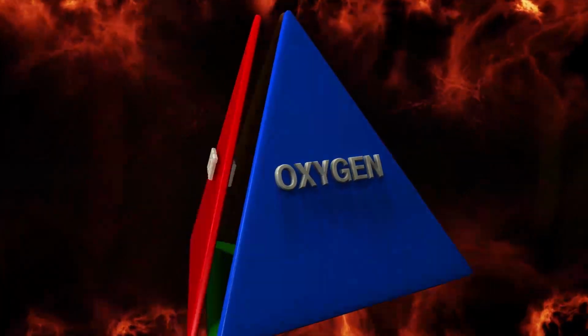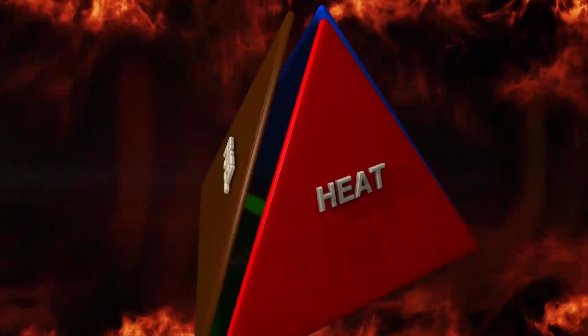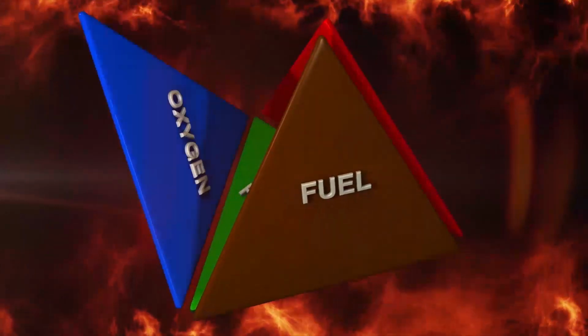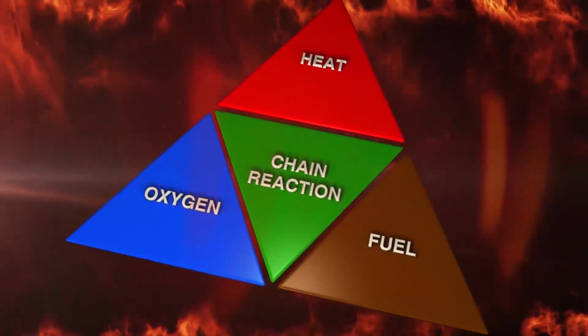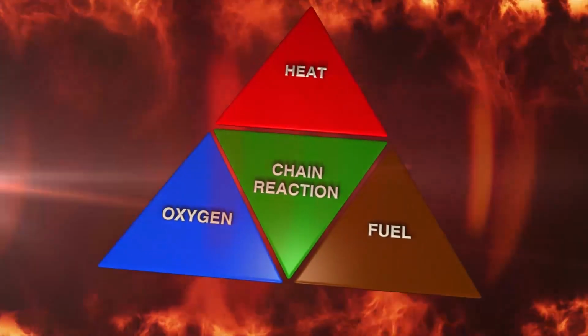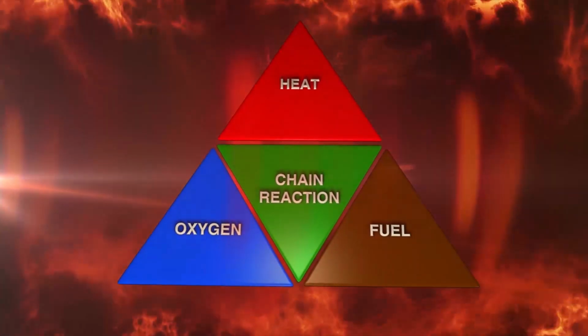The components represented by the tetrahedron are oxygen, heat or another ignition source, fuel, and a chemical chain reaction. The absence of any one of these elements will prevent a fire from starting or continuing to burn. One of the most important strategies for preventing fires is good housekeeping. There are a few key things you can do to control fire hazards.